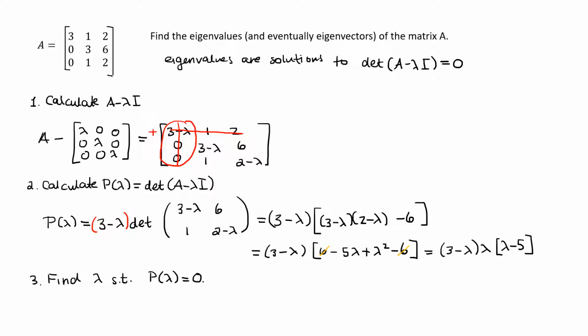Okay. And our final step in finding our eigenvalues is just looking to see where p of lambda is equal to 0. So p of lambda is equal to 0 when 3 minus lambda equals 0, when lambda equals 0, and when lambda minus 5 equals 0. So my eigenvalues are 3, 0, and 5. Next, we're going to see how to calculate our eigenvectors when we know our eigenvalues.